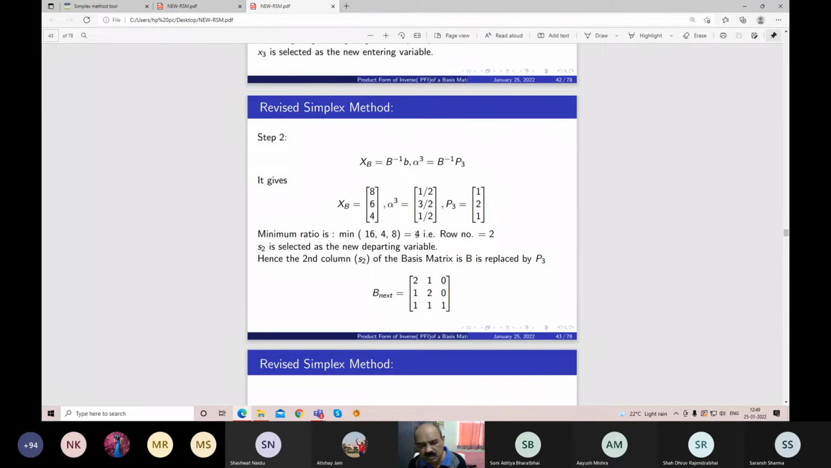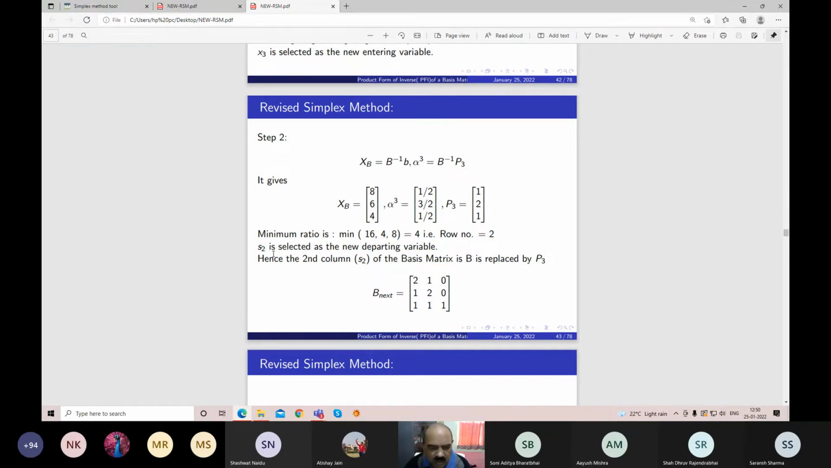Minimum ratio is becoming 4. Once you got the minimum ratio is 4, this 4 is coming with respect to the middle element. There are 3 basic variables, X2, S2, S3. So the middle position, that is the departing variable. So which one will be our departing variable? Yes, S2 is our new departing variable. So I have told already X3 is the new entering variable. S2 is the new departing variable.